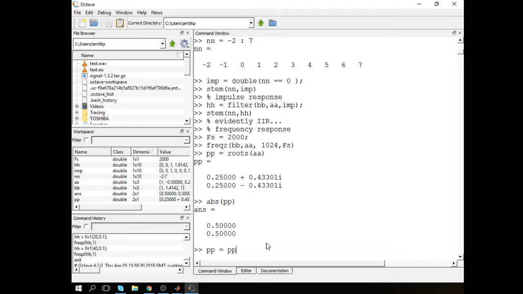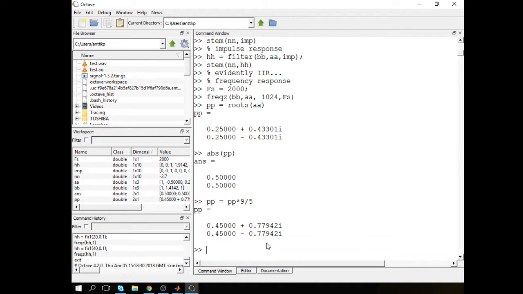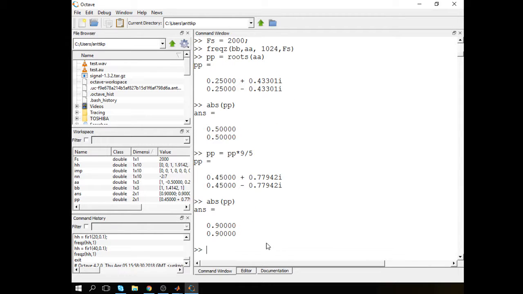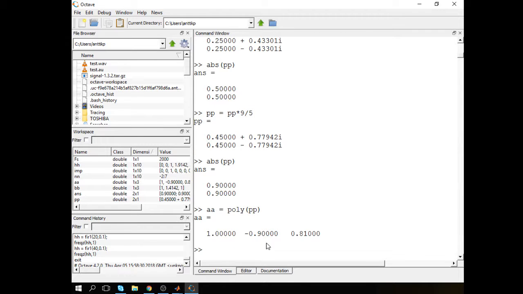PP equals PP times 0.9. I think that'll do the trick. Yep. So now I have the poles at the same angle but a different radius, and then I need the parameters back. AA equals the polynomial defined by these poles P. New coefficients.